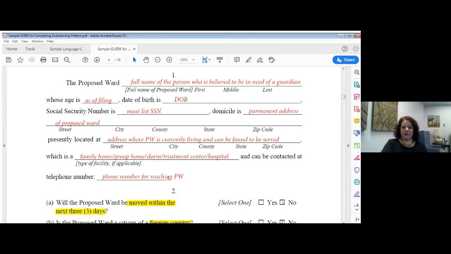So now we're getting into information about your child. Again, proposed ward, PW. So we provide here at number 1 the full name of the person who is believed to be in need of a guardian. Then you provide the age of that person. The person over whom you are seeking to have guardianship put in place needs to be at least 17 and a half at the time that you file. The guardianship will not take effect until your child is 18, but in order to avoid a lag, you can go ahead and file at 17 and a half and get the ball rolling.